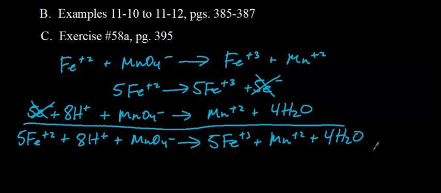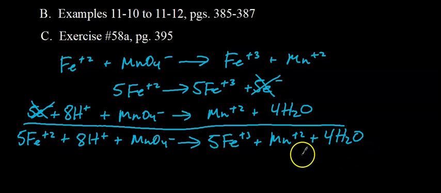Total charge on the left side. What do you see on the left? I see 5 times 2, that's 10, plus 8, that's 18. And then we have a minus 1, so that's 17, plus 17 on the left. And on the right side, we got 5 times plus 3, that's 15, plus 2, 17 on the right. Charge and mass are both balanced. This equation is balanced.